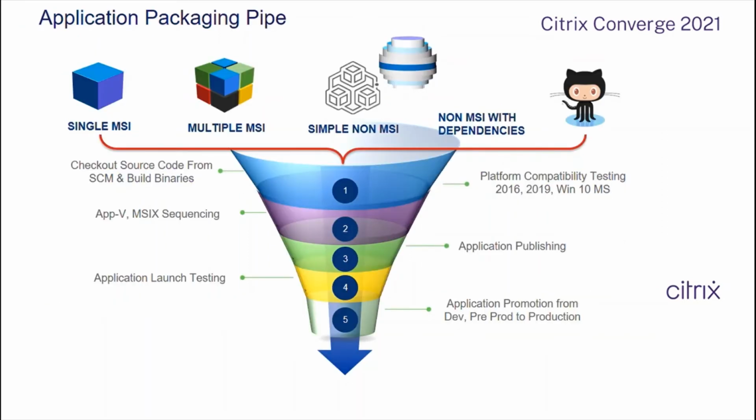Application packaging pipe. Here you can see a single MSI, multiple MSI, simple non-MSI, and non-MSI with dependencies. So these are the sources to the delivery pipeline. Once the delivery pipeline receives the input, it will do the application discovery, application analysis, application packaging, and then it will do the launch testing. Next, let us move on to the next slide.